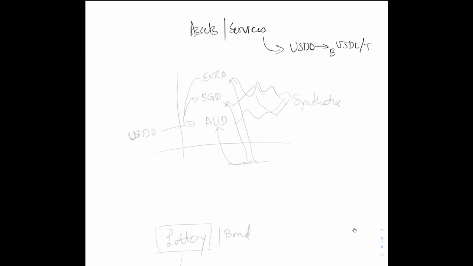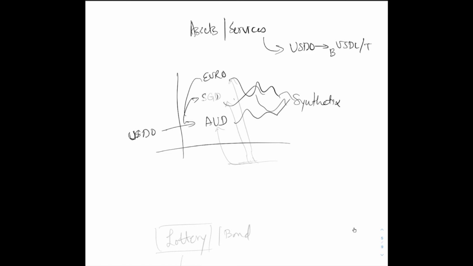So there are some native applications which we are building or working on building, one of them is the fork of Synthetix, where people can stake USDO instead of SNX and mint various synths. And in our case, it's AUD, SGD, Euro, and then they can trade between each other. And that gives some use case for USDO.